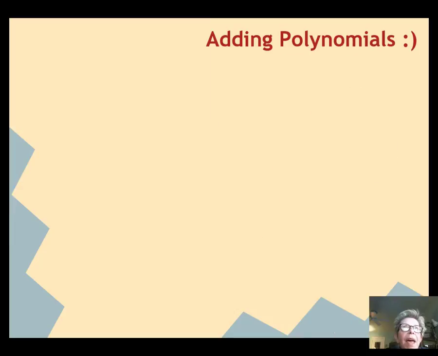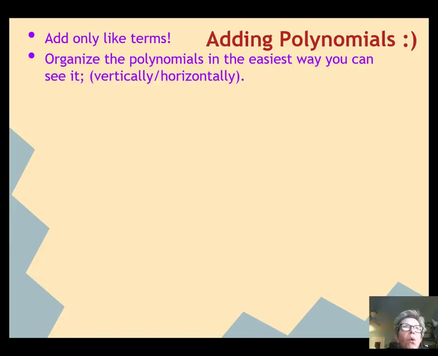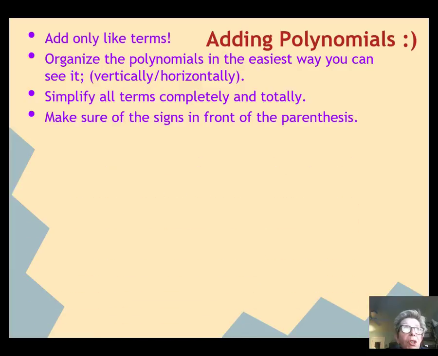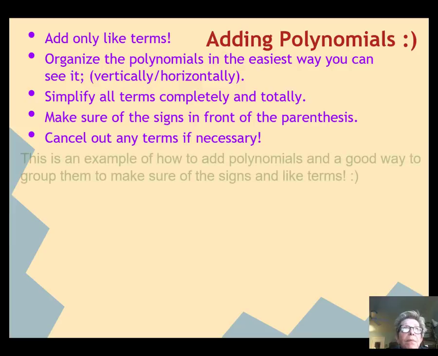First, we're going to look at adding polynomials. Add only like terms. Organize the polynomials in the easiest way you can see it, vertically or horizontally. Simplify all terms completely and totally. Make sure of the signs in front of the parentheses. Cancel out any terms if necessary.